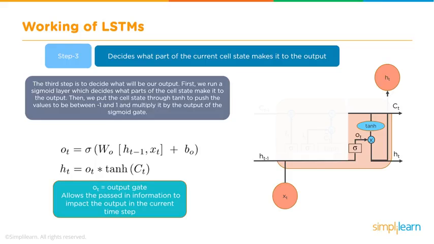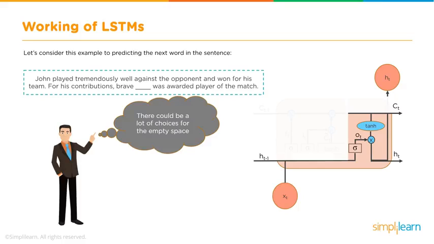The h of t equals the o of t times the tanh of c of t. So our o of t equals the output gate, which allows the passed-in information to impact the output in the current time step. Let's consider the example of predicting the next word in the sentence.